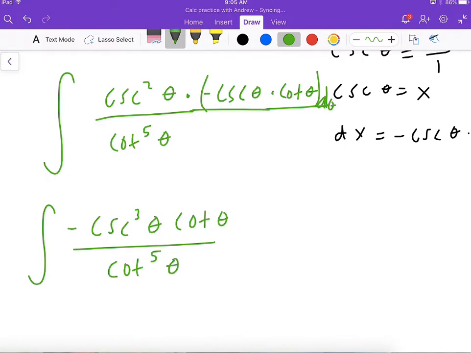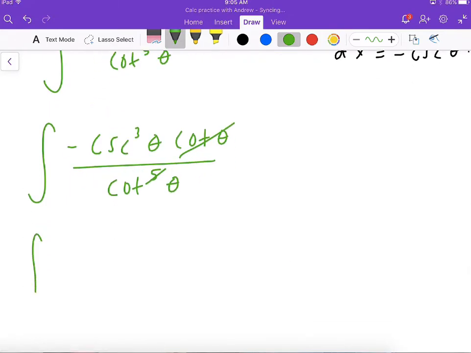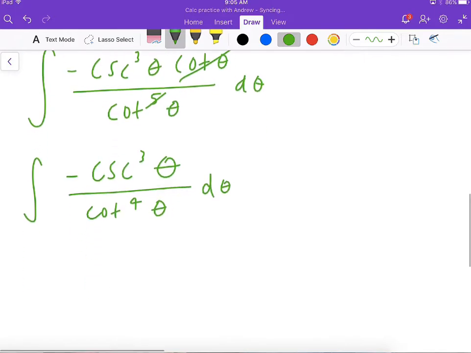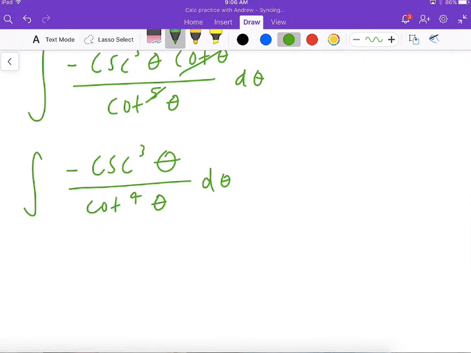And then we've got a cotangent theta on the top and 5 of them on the bottom, so we can actually cancel a little bit. We've got our d theta out here still. So this becomes negative cosecant cubed of theta over cotangent to the fourth of theta. And you might get to this point and think, okay, this looks a little better, but I still have no idea what to do. If you're ever at this point, it's a really good idea to just try changing things into terms of sine and cosine. And then you'll find that a lot of stuff is going to cancel out, or it will at least be clear what path to take.